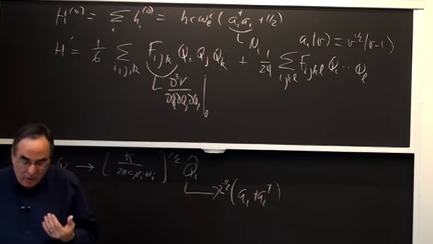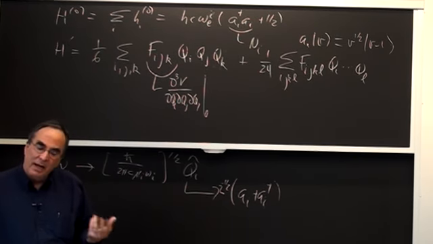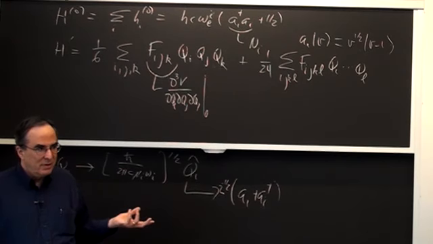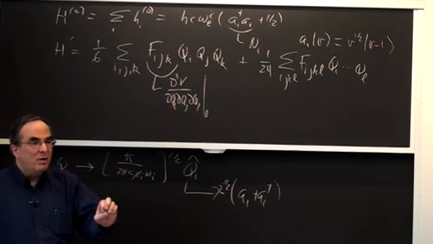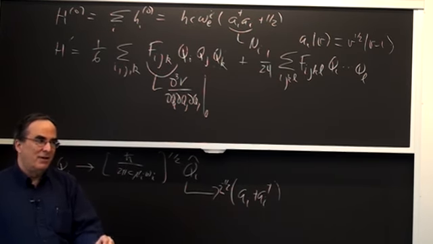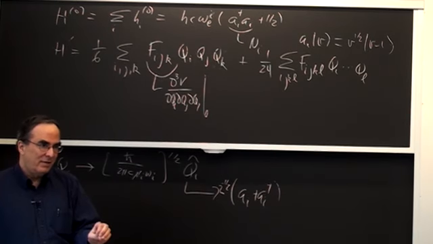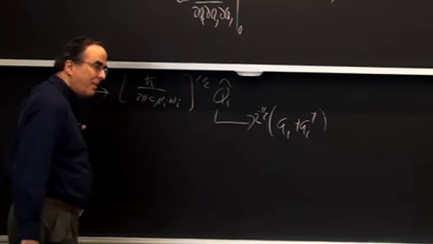Now, when we go beyond the harmonic oscillator approximation, the kinetic energy term doesn't change. Unless we go away from the harmonic oscillator basis set, it's gone. But then we have to be honest about matrix elements of p squared.